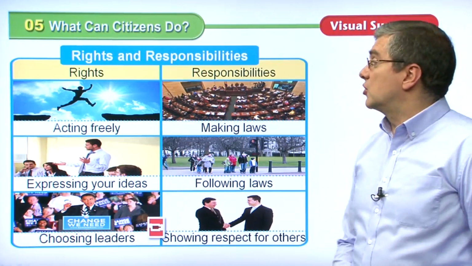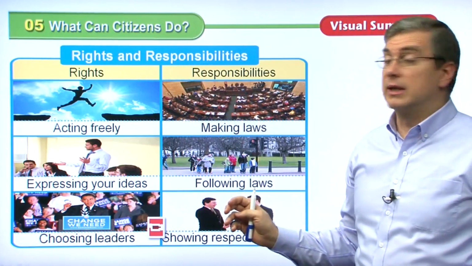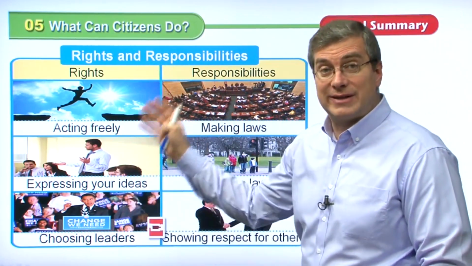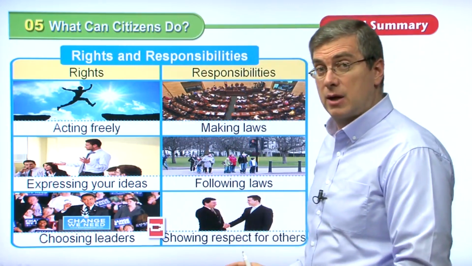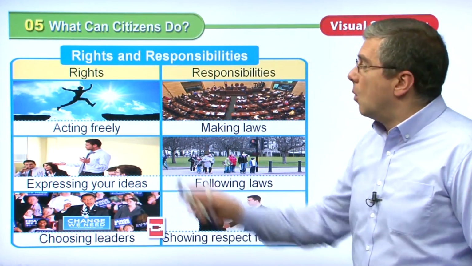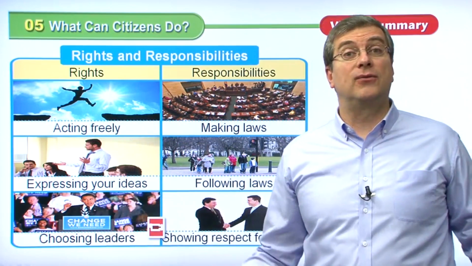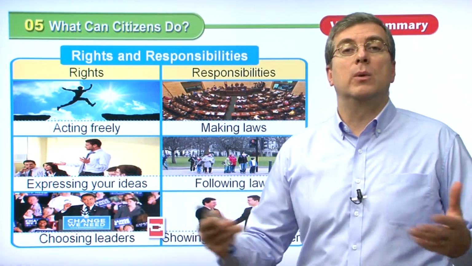Okay, and now we've come to our chart. We see our chart is showing rights and responsibilities. So over here on the left side, we have what our rights are. We have examples. We also have on our right side what our responsibilities are. So we have rights and responsibilities in society. What is one of our rights? Our right, of course, one of our rights is to act freely. It means we can act freely. We have the freedom to do what we want to do.